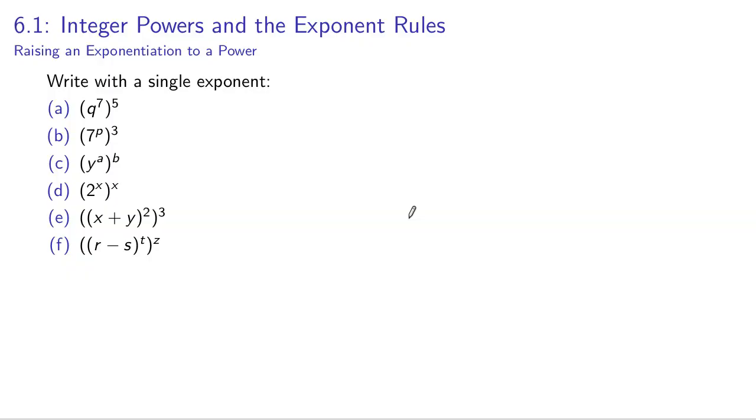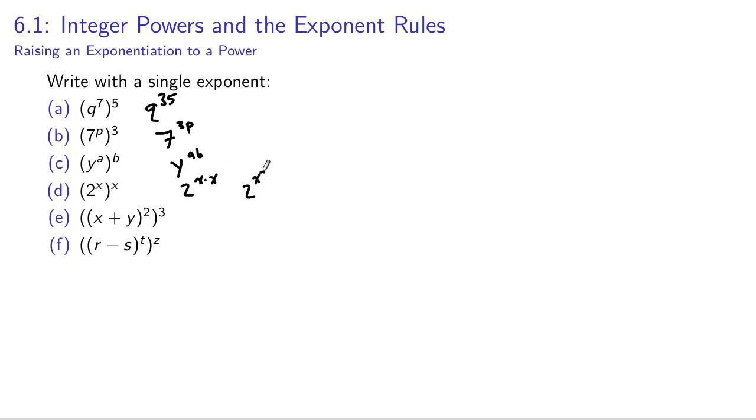Now write with a single exponent. Q to the 7th, all of that to the 5th. Well, we need to multiply the exponents: Q to the 35th power. 7 to the p, cubed, would be 7 to the p times 3, which we'll probably write with the 3 first, better than the variables first: 7 to the 3p. Y to the ab. 2 to the x times x, so x times x, which we would write as x squared.